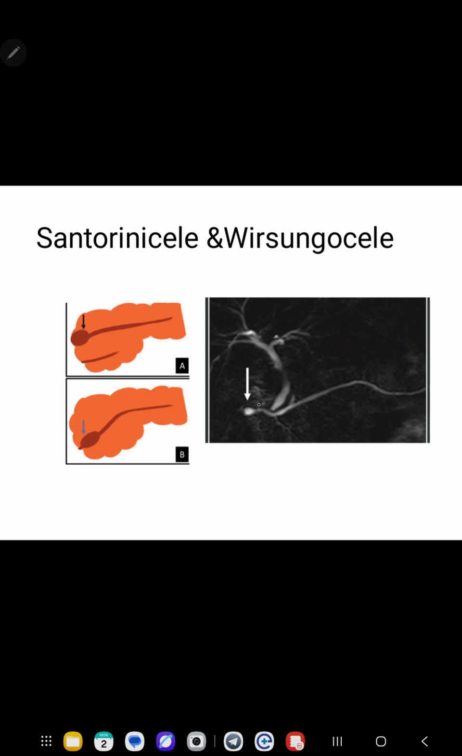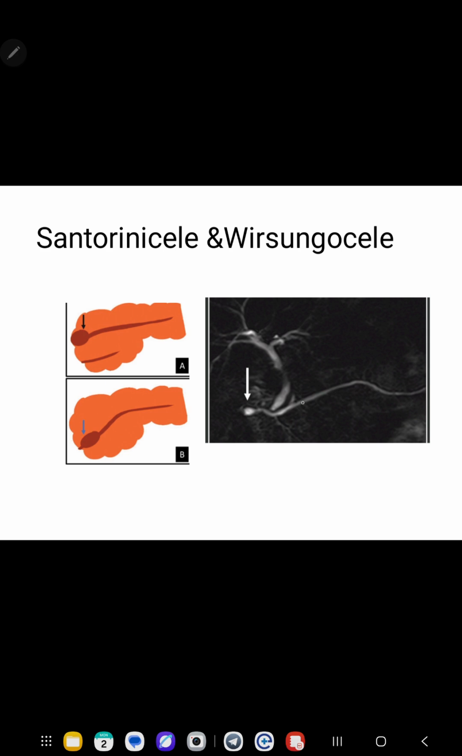Santorinocele and Wirsungocele. Santorinocele means at the duct of Santorini, that is the dorsal pancreatic duct, at the joining to the minor duodenal papillae, there is a cystic dilatation, and Wirsungocele means cystic dilatation at the end of the major, that is ventral pancreatic duct.